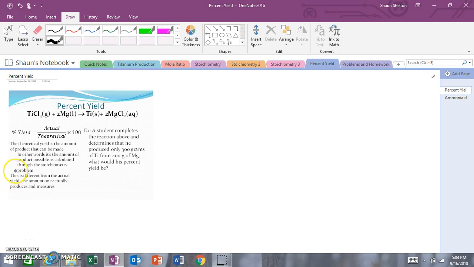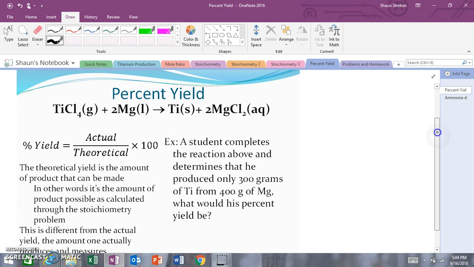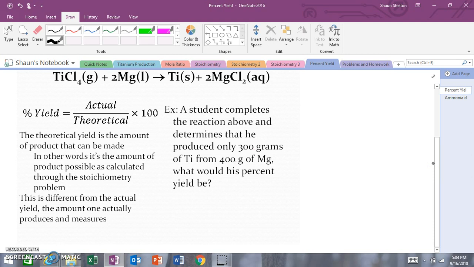Alright, so this video is going to be about percent yield, and this is going to be a follow-up to the stoichiometry video that you previously watched. Anyhow, the first question that we have to ask is, what is percent yield? That's what we're going to do now, get the definition out of the way.